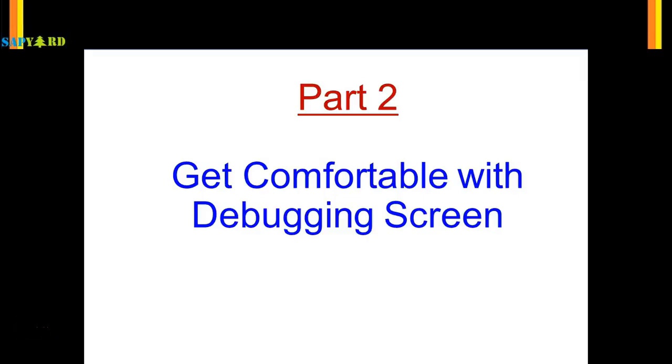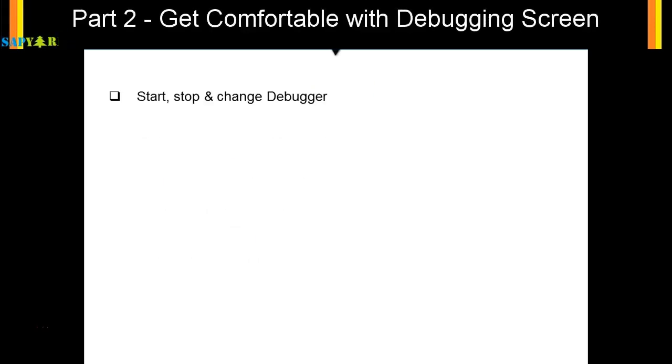Welcome to part 2. In this part, we'll get comfortable with the debugging screen and the various buttons and the strips present in the debugging area. So first we'll learn how to start, stop and change a debugger in a custom program.